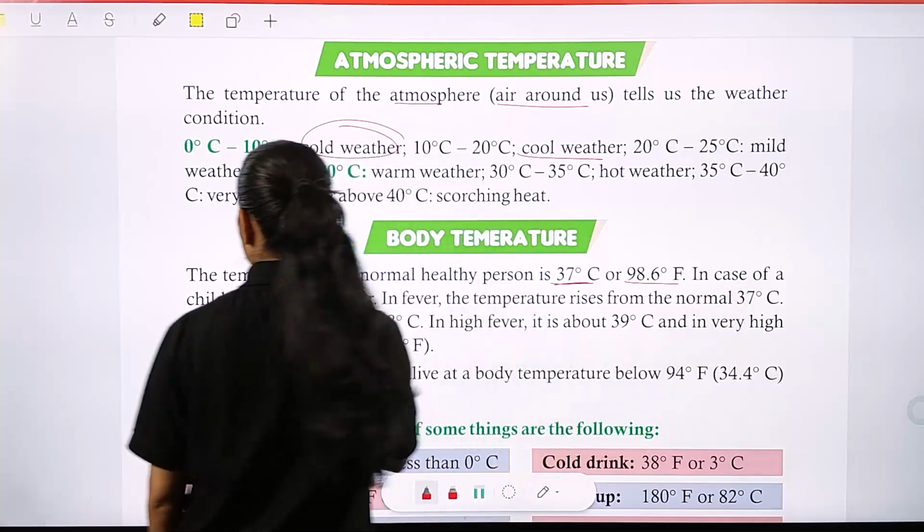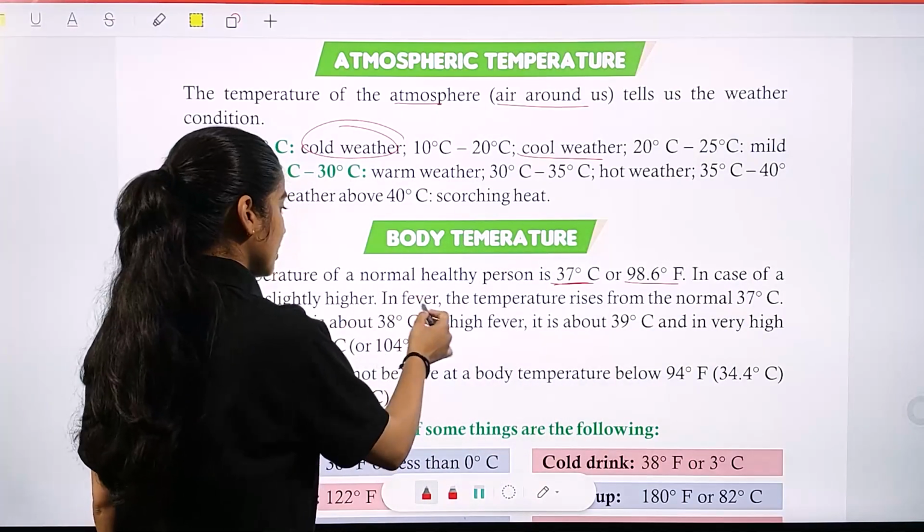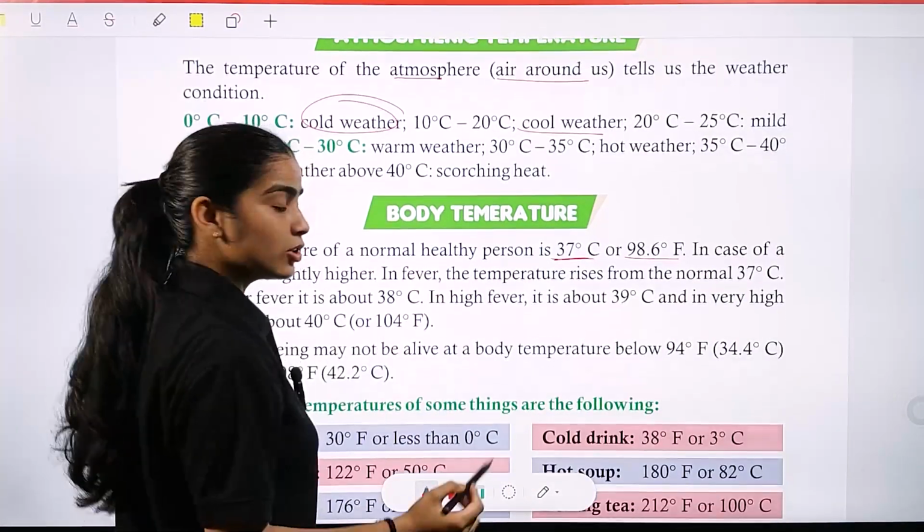In case of a child, it is slightly higher. In fever, the temperature rises from the normal temperature.